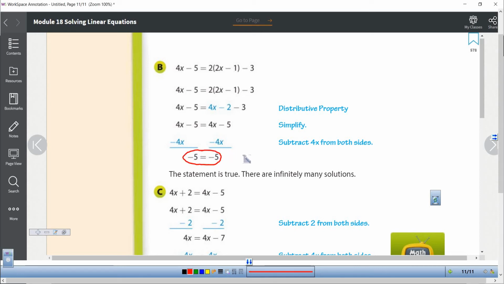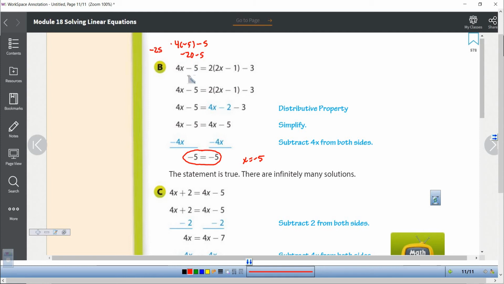Now, sometimes my students will tell me that x is equal to negative 5. They get negative 5 equals negative 5, and they turn it into x equals negative 5. Now, certainly, negative 5 will work. If I do 4 times negative 5 minus 5, then I get negative 20 minus 5, and that, of course, is equal to negative 25.